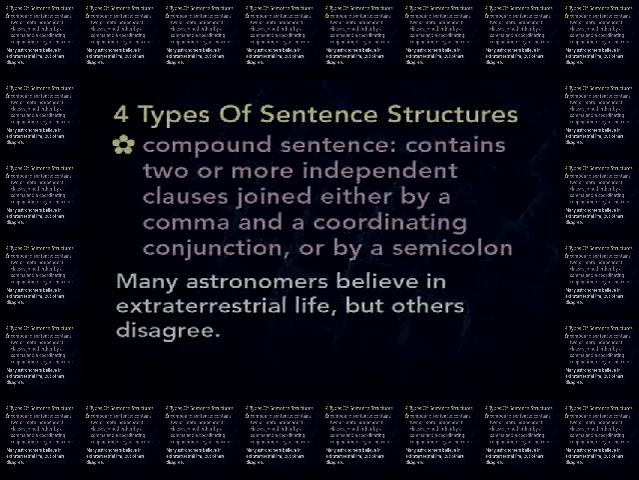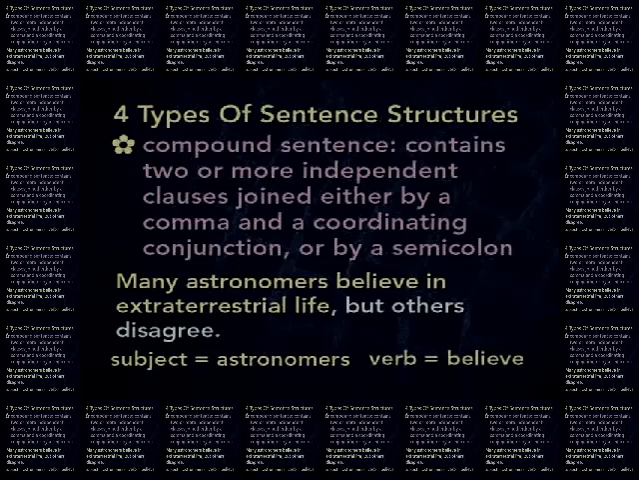Many astronomers believe in extraterrestrial life, but others disagree. Here we have two independent clauses which have been joined together to form a single compound sentence. The first independent clause is, many astronomers believe in extraterrestrial life. The word extraterrestrial means life outside of this planet, outside of the Earth. That could stand alone as a sentence. It's an independent clause. It contains the subject, astronomers, and the verb believe, and it could stand alone as a sentence.